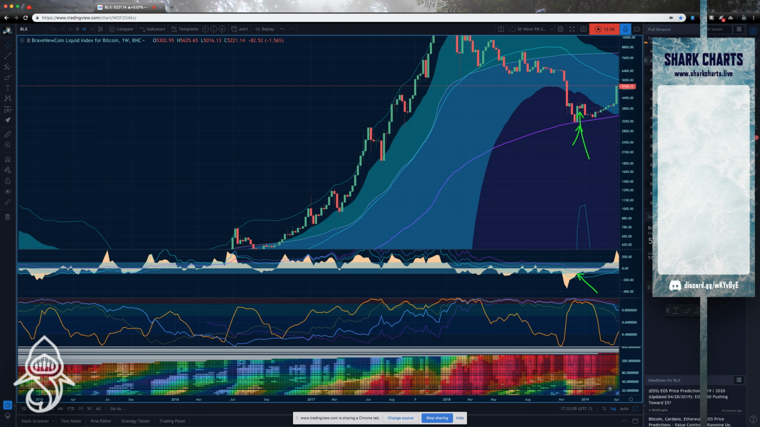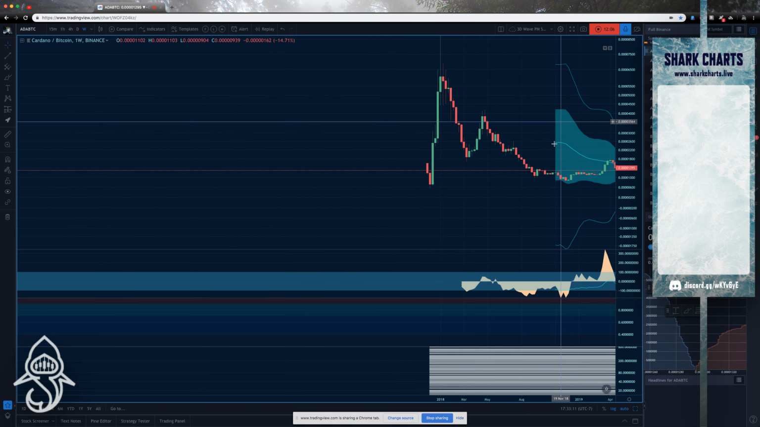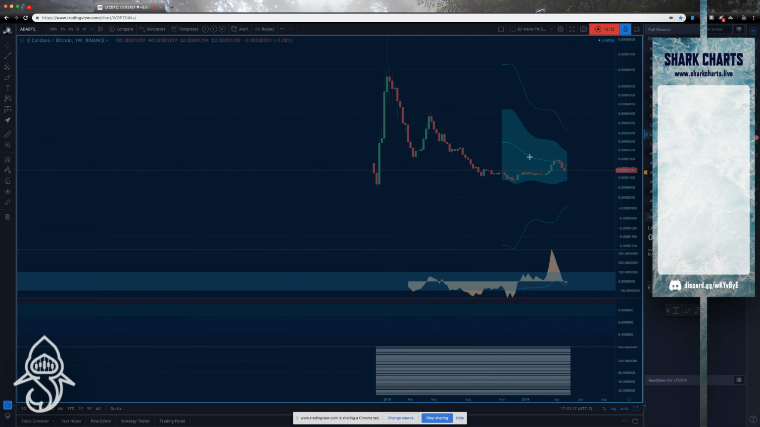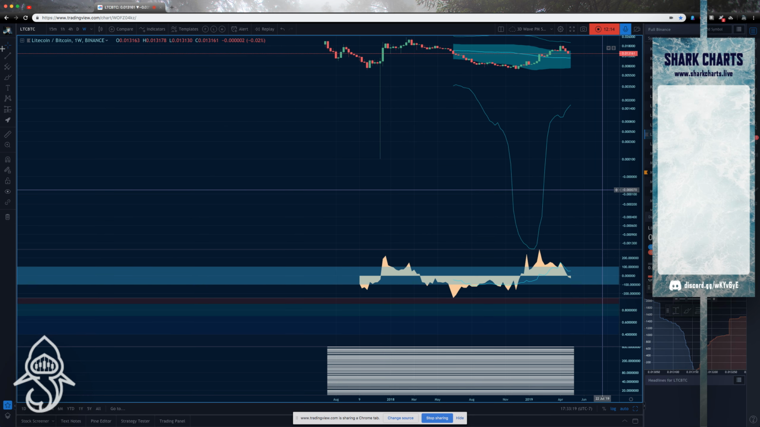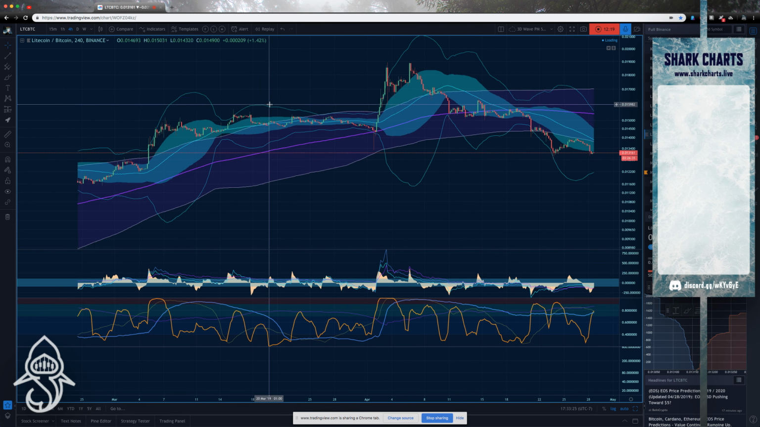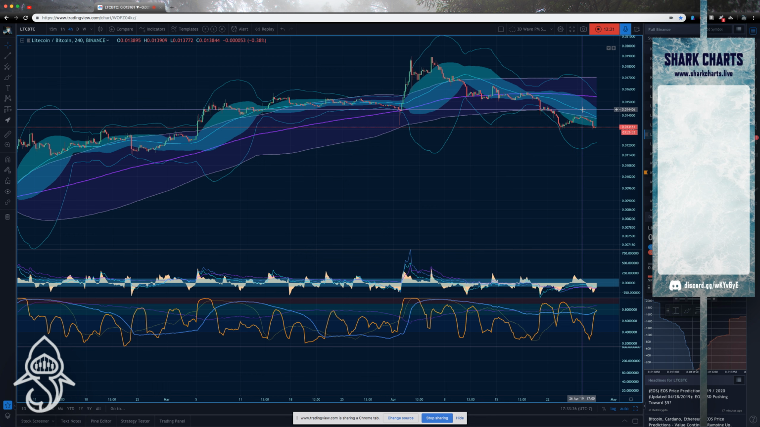Maybe I want to short ADA. Maybe I want to short Litecoin. Hold on, let's look at Litecoin real quick. I really want to short Litecoin, I'm going to be honest. Oh, it's expanding to downside. Quad CCI gave us entry. How did I miss it?